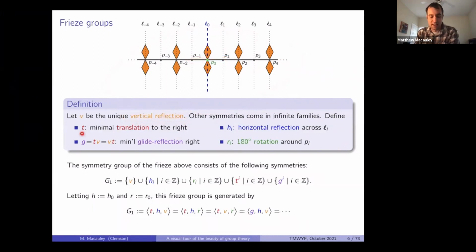So I'm going to let T be a minimal one. There's horizontal reflections across any of these axes. There's 180-degree rotations about any of these points right here. You can rotate 180. And then there's glide reflections. This is what you do when you do a translate and then the vertical flip. You can do those left or right. So the symmetry group consists of this unique vertical reflection and then these four infinite families.